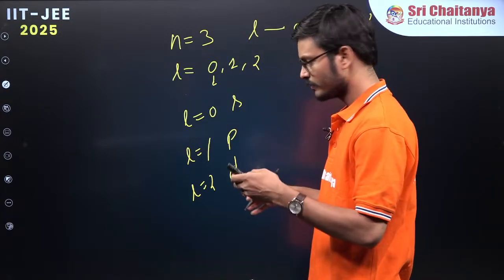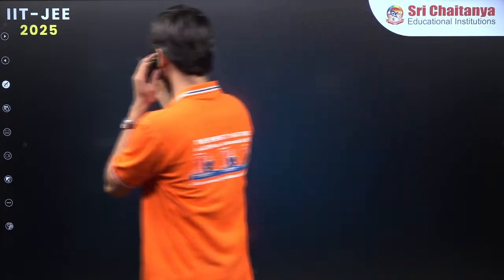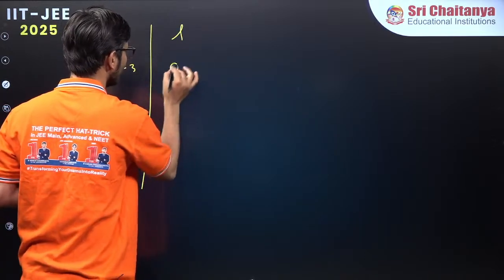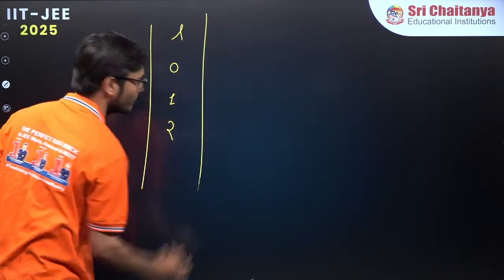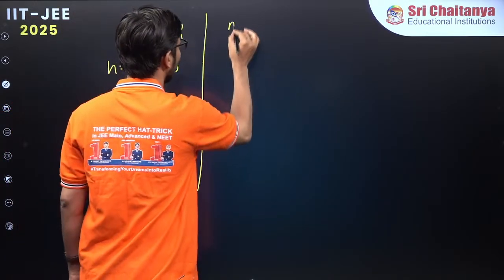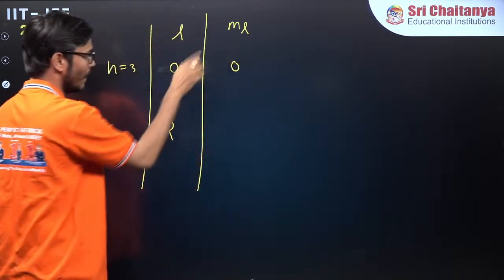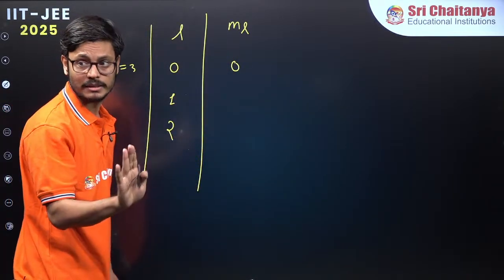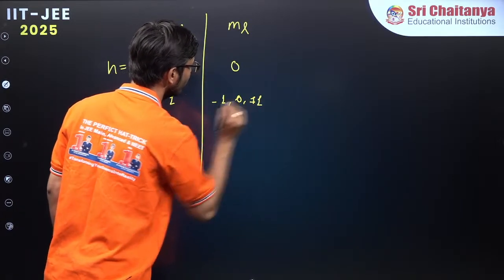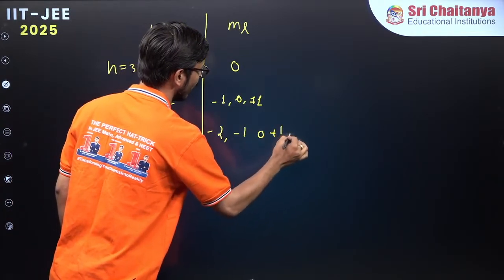Let me put it like this. Let us say n value is 3. So L values will be 0, 1 and 2. Relation between quantum numbers and orbitals, right? So what will be the ML values? ML value varies from minus L to plus L. For L is 0, ML is 0. For 1, this will be minus 1, 0, plus 1. And for 2, this will be minus 2, minus 1, 0, plus 1 and plus 2.